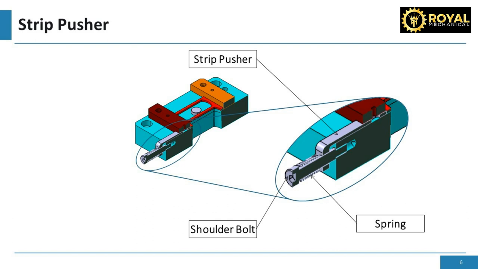The strip pusher is mounted on the front surface of the die plate, with the shoulder bolt's help. A spring is installed between the strip pusher and the head of the shoulder bolt. The spring applies pressure on the strip pusher, which pushes the strip against the rear strip guide plate.